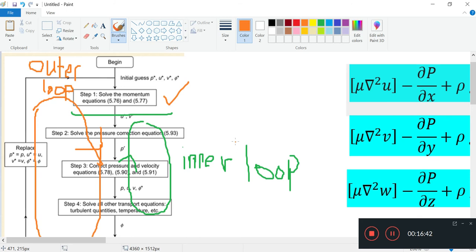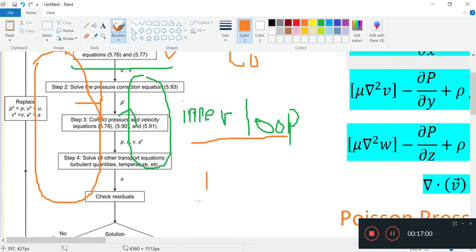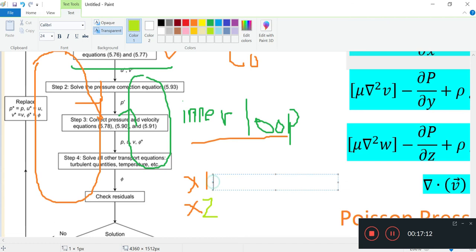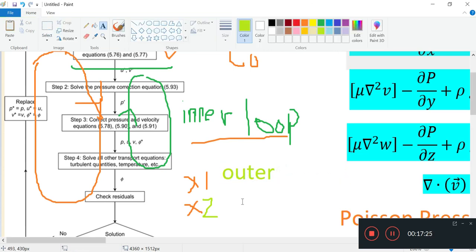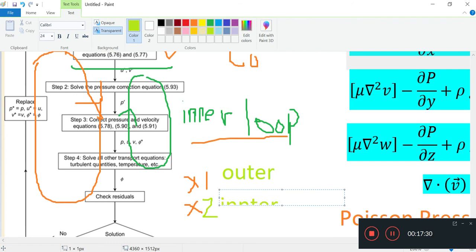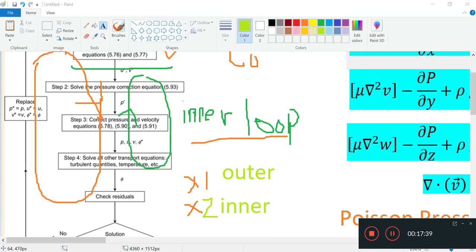If the Courant number is small enough, as we were talking about before, normally just running through the inner loop several times is enough. You can do the momentum equation one time, and then run through the inner loop twice. So we have a situation of 1 time of the outer loop and 2 times of the inner loop per iteration.